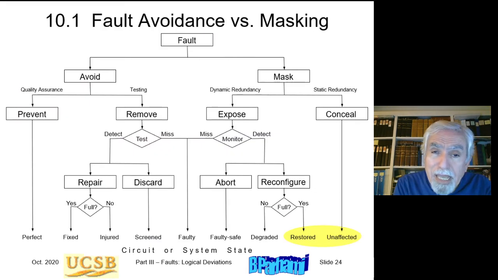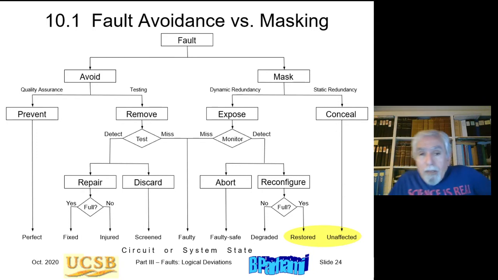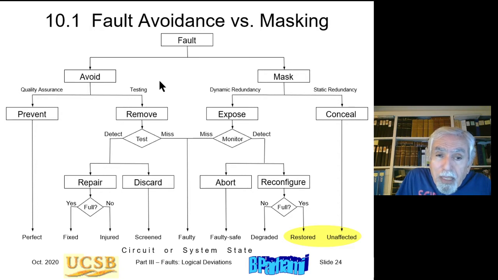So let's start with this diagram that basically shows methods for fault avoidance on the left side and fault masking on the right side. And this diagram has a nice symmetry that shows the relationship between fault avoidance techniques and fault masking techniques. Fault avoidance can be done through quality assurance. We basically prevent the occurrence of faults, and therefore our system will be perfect to begin with, and therefore we don't have to worry about faults.